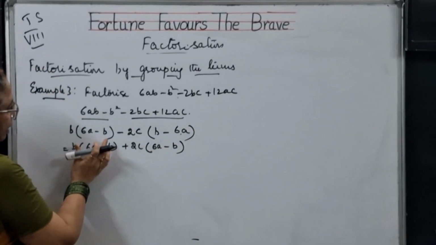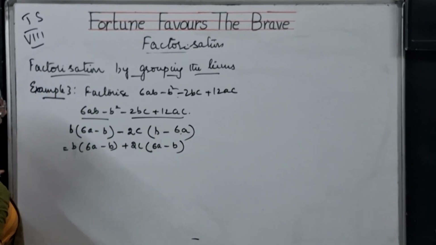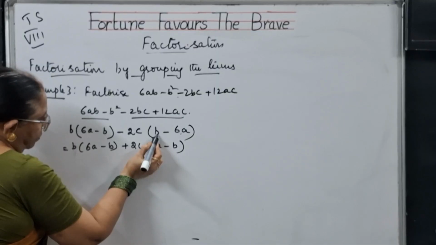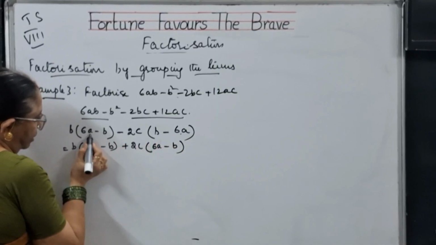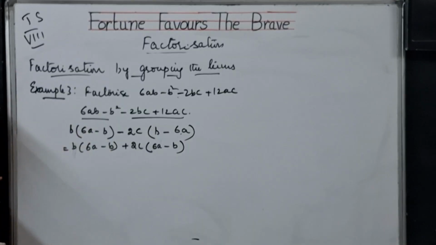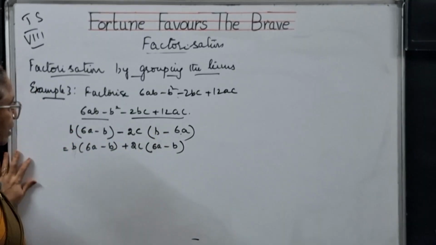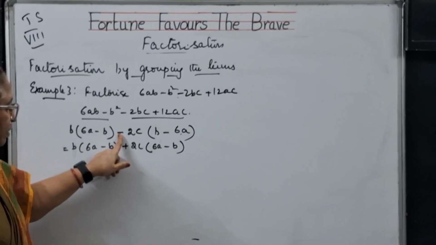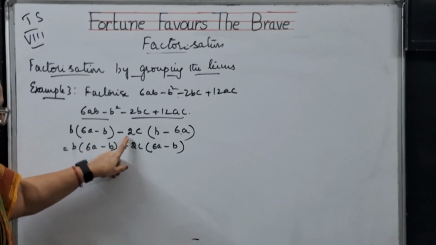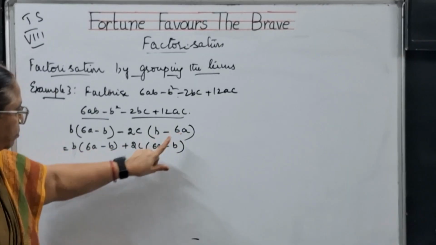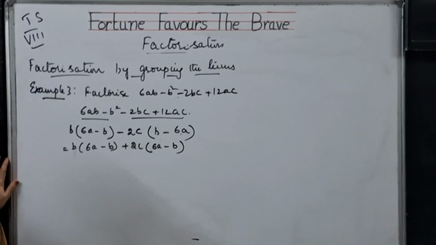But you see, children, always this bracket value should be the same. But what is happening here? b is having a plus sign, b is having a minus sign. 6a is having a minus sign, 6a is having a plus sign. So signs are different. So to make these two signs equal, I should change the sign here. So I made minus as plus, so that 2c into (6a minus b): 6a becomes plus 6a, plus b becomes minus b.